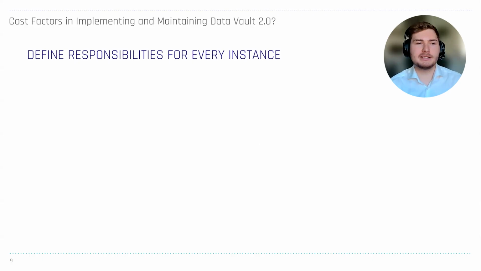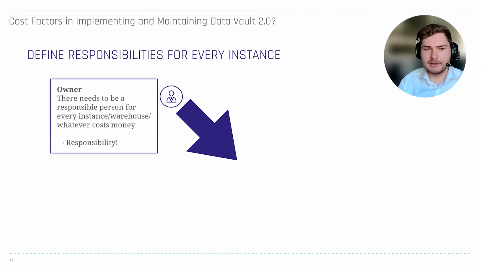I think the first part is to define responsibilities early and essentially for every instance. What do I mean by that? You should have data owners or owners in general. It doesn't just need to be data owners, but there should be some person responsible for every instance in your data platform in the end.